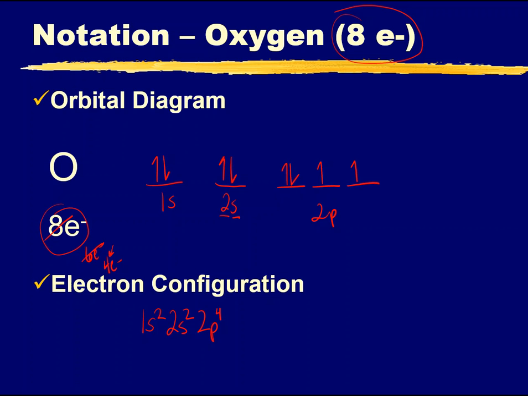A lot of people get orbital diagram confused with electron configuration, but orbital diagrams are the arrows and the boxes or the lines. Electron configuration is always the 1s2 with the superscript, 2s2 superscript, and so forth. So this is what you would see if we were doing the orbital diagram for oxygen and the electron configuration for oxygen.